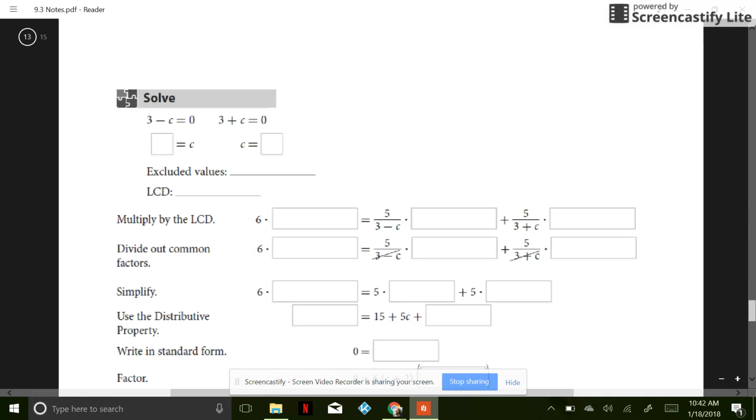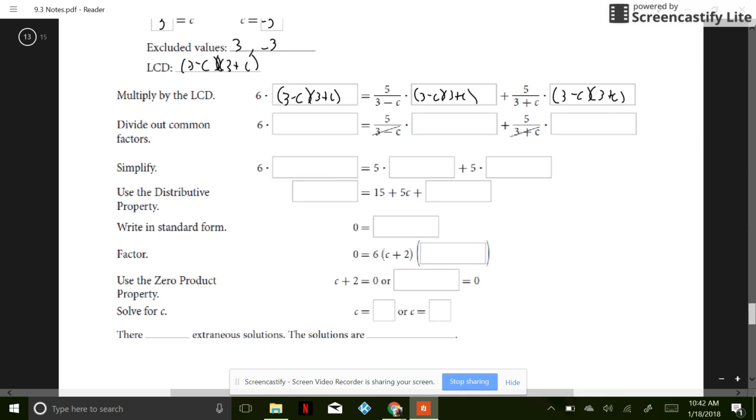So first we want to look for what are the extraneous values, the excluded values. Those would be at 3 and negative 3. And our LCD would be 3 minus c times 3 plus c. So we multiply each of the terms by the LCD, 3 minus c times 3 plus c, and then divide out the common factors.